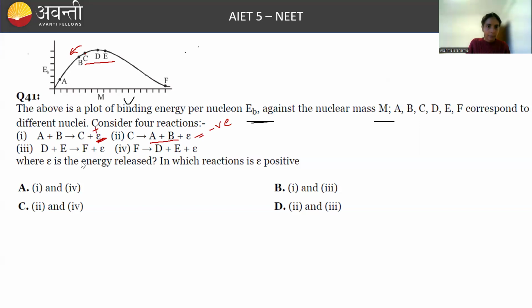D plus E. If we are adding these two and forming F, then again we are moving from higher to lower binding energy, not favorable. Here also negative energy will be required. F is D plus E, so this molecule is getting broken to form D plus E. A molecule with higher binding energy is being formed, so energy will be released. So energy is positive in case of 1 and 4. So the answer will be A.